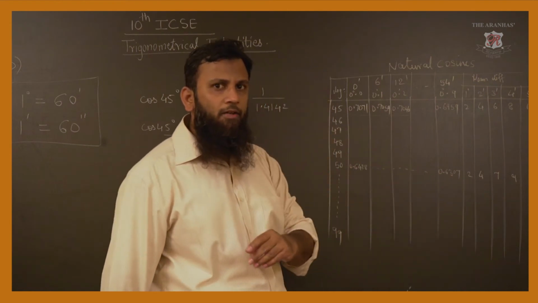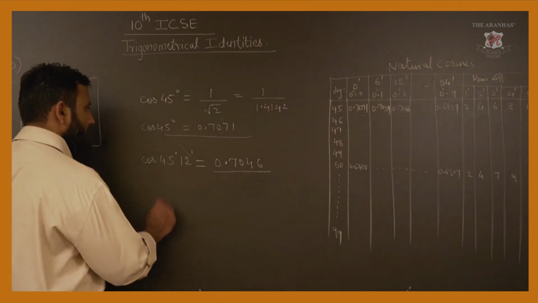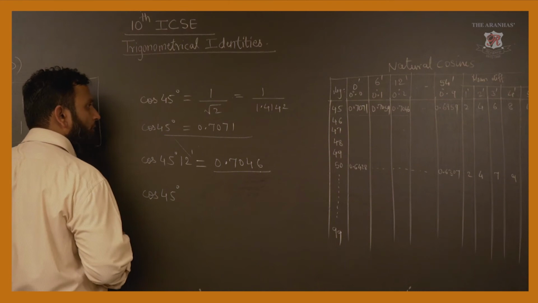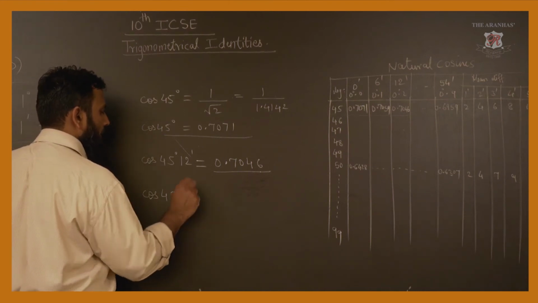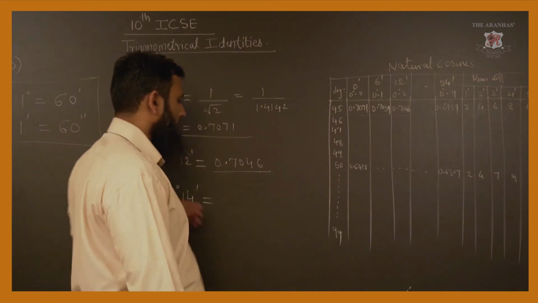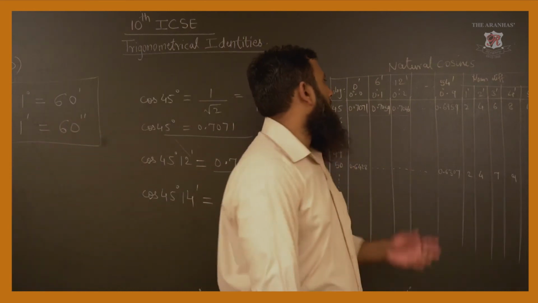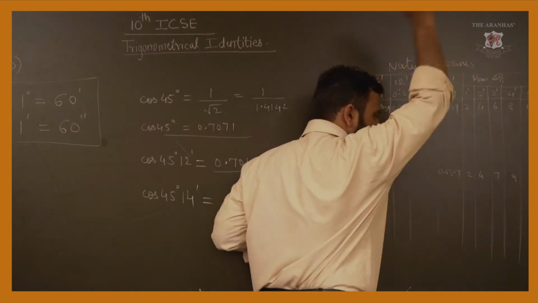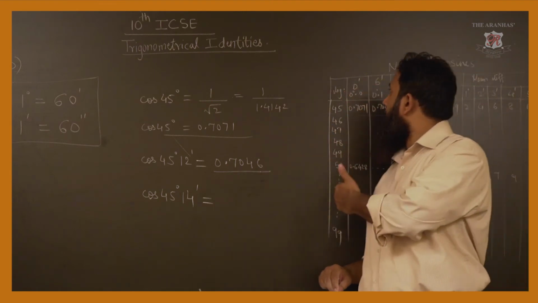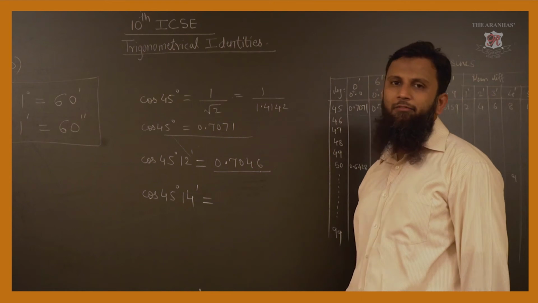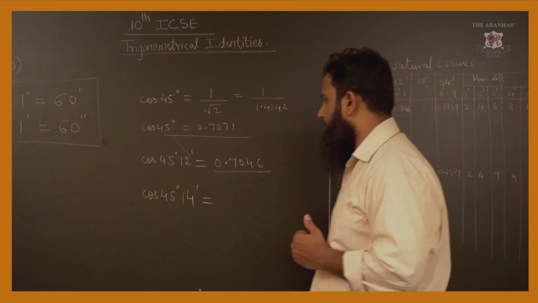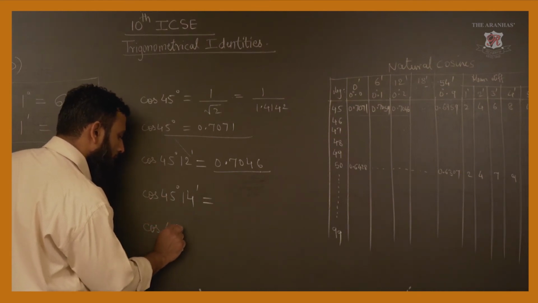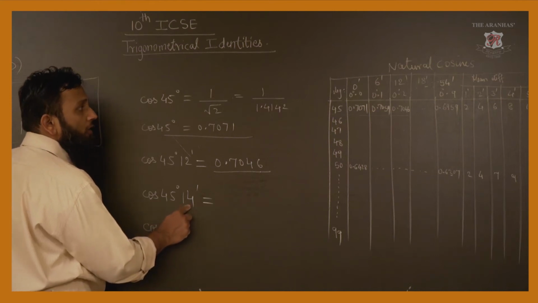I said you have to subtract the difference here. How to do that? Suppose you have cos 45 degree 14 minutes. Obviously if it is 6 minutes, 12 minutes, then here it will be 18 minutes and so on, and it will go up to 54. Between 12 and 18, nowhere will you find 14 minutes available. Now, how to handle such things? Very simple. First, you have to find the nearest minute. The nearest minute to 14 is 12.